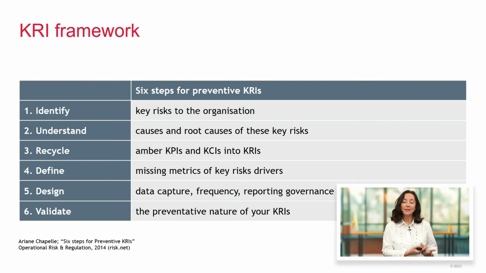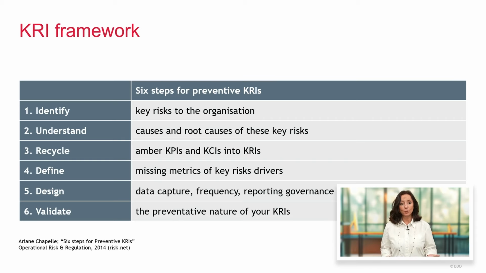So your key performance indicators and your key control indicators, the KPI and KCI here on this visual, when they're amber, they're good KRIs. Basically, a failed performance is a key risk indicator and a failed control is a good leading KRI. I'll come to that again.